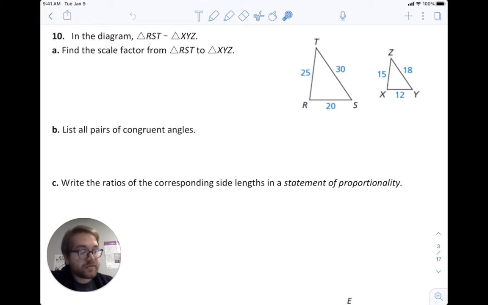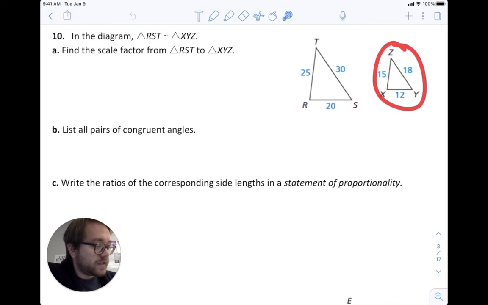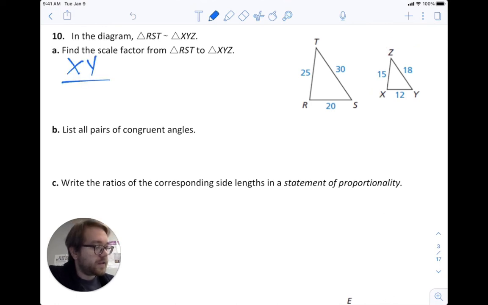Part A says find the scale factor. To find the scale factor, you need to identify the corresponding sides. So let's start with XY in this triangle here. Which side over here is it corresponding to? Sometimes it's already set up for you to figure that out, and sometimes you're going to have to mentally play with it or even redraw it to figure out where it is going to be.